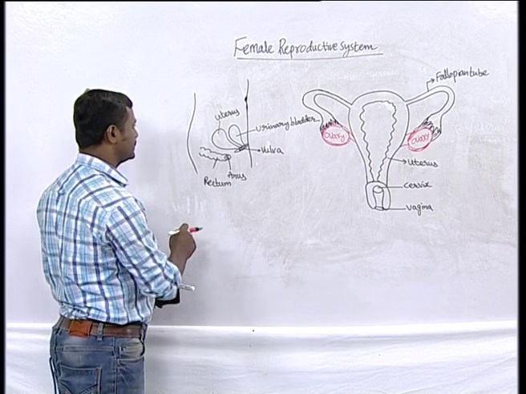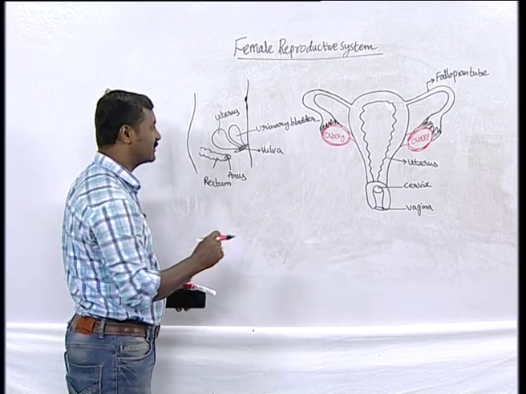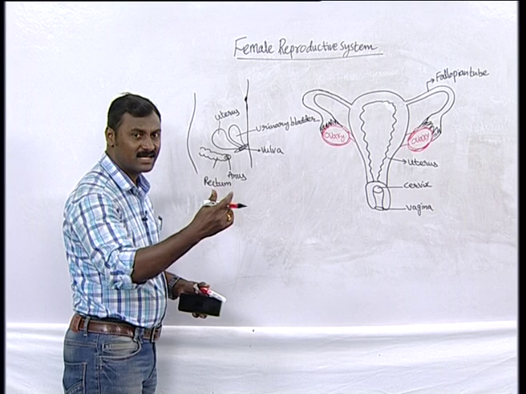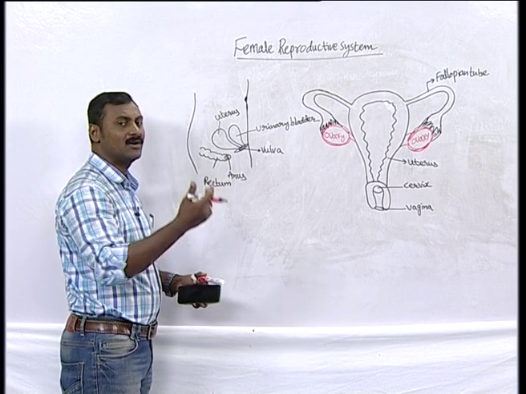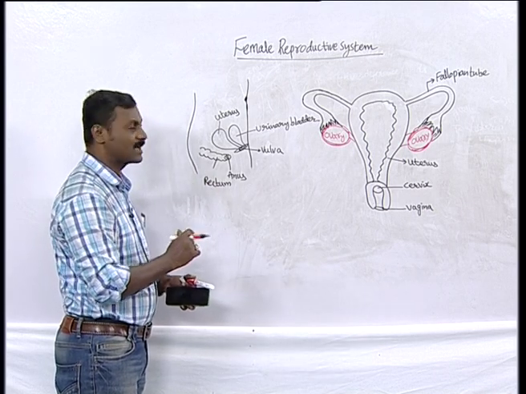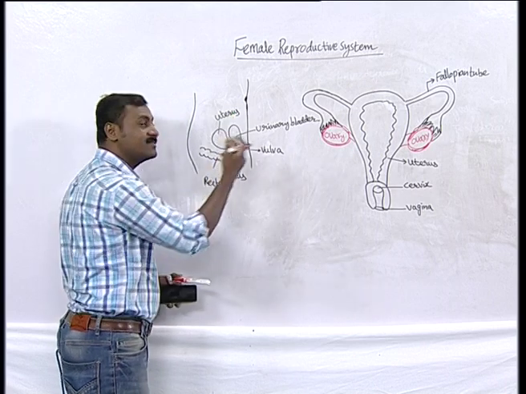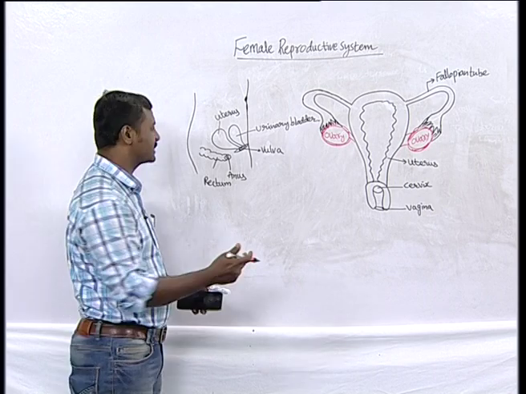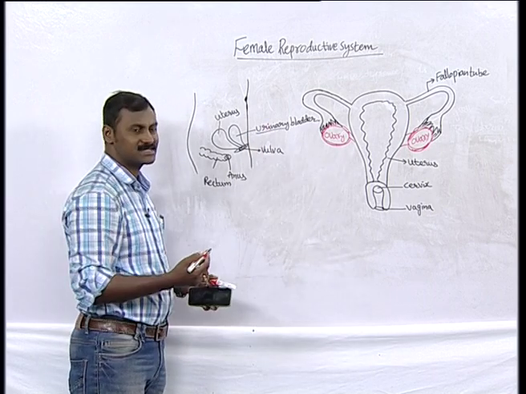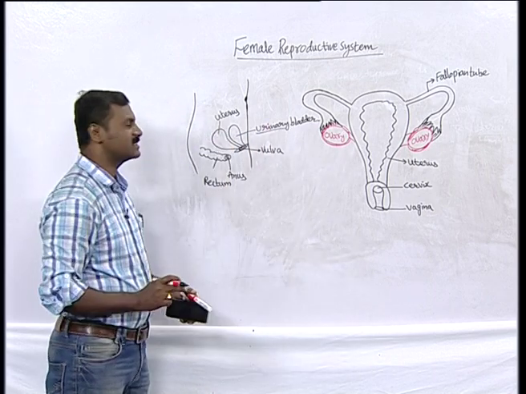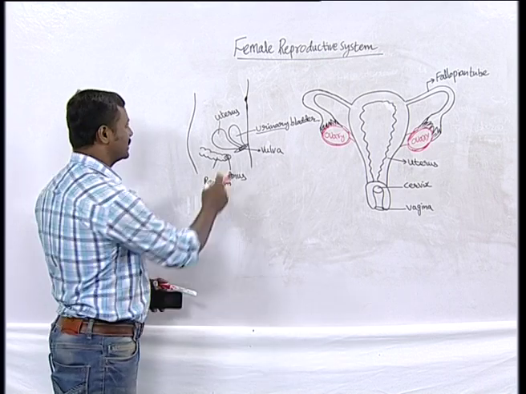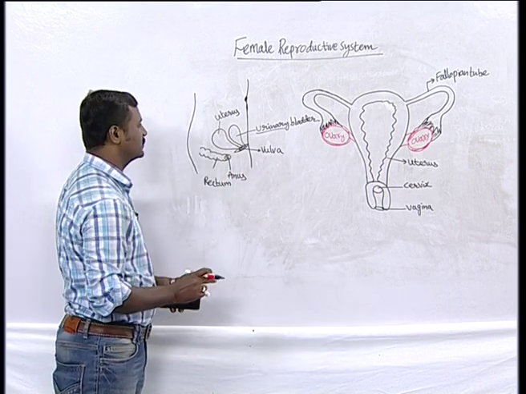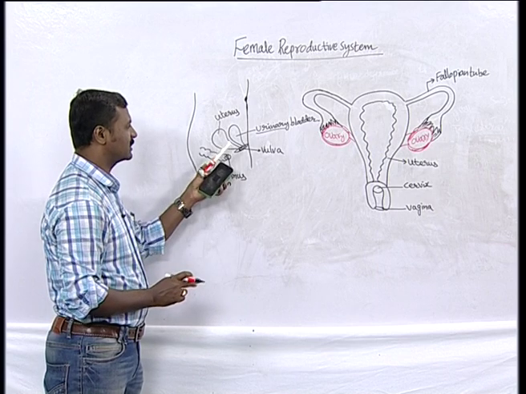And one more important thing is that in the male reproductive system, the reproductive system is there on the ventral side, then the urinary bladder is there. But here the urinary bladder is on the ventral side, and behind that you can see the uterus. So, we can see the urinary bladder and uterus together.